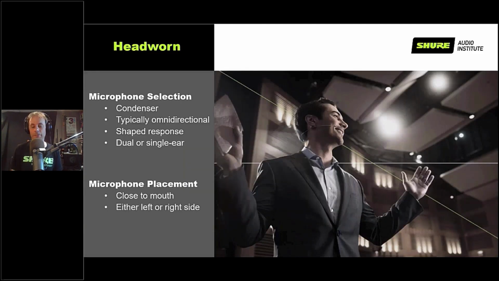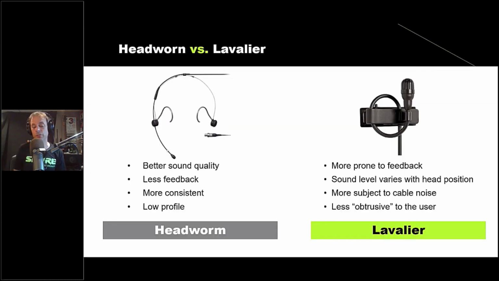Head-worn mics, again, obviously what they are, tiny condenser mics, typically omnidirectional. And in this case, the gain before feedback is even less of a problem because the microphone is right up at the corner of your mouth where you would like it to be. There are dual types, single ear types, depending on aesthetically what you like. I feel like the dual ear types are a little more secure, but the single ear types are definitely much lower profile. These are a really great choice for gain before feedback and sound quality.